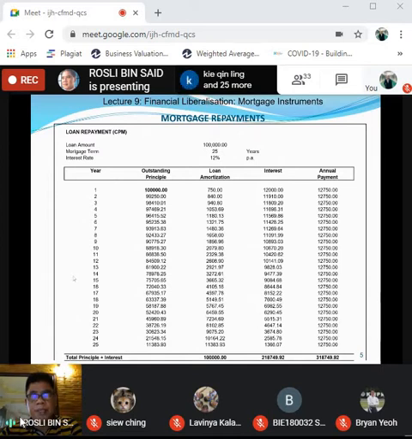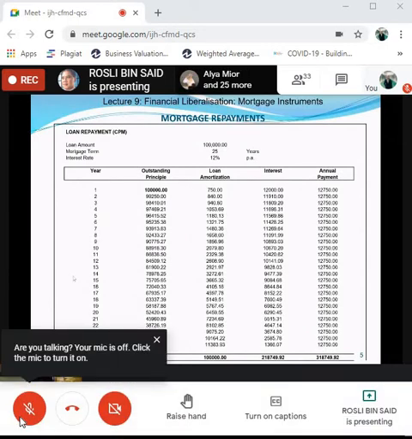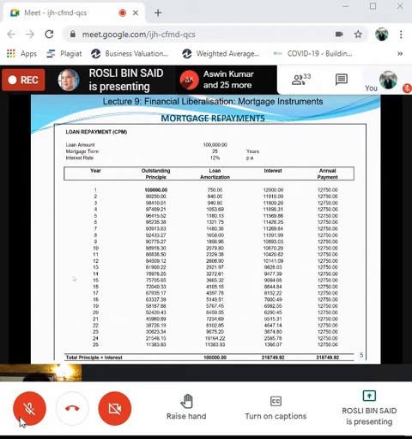So try to imagine the diagram that we have learned before. If you can remember the diagram, you can also follow the calculation that we are going to discuss here. But if you cannot remember the diagram before, like I said just now, you are not helping yourself.